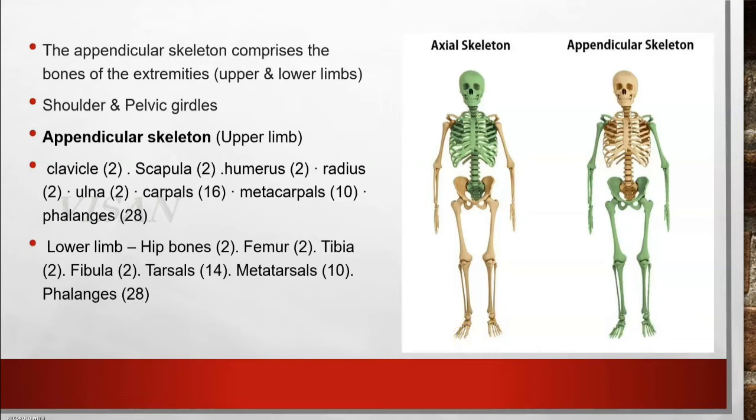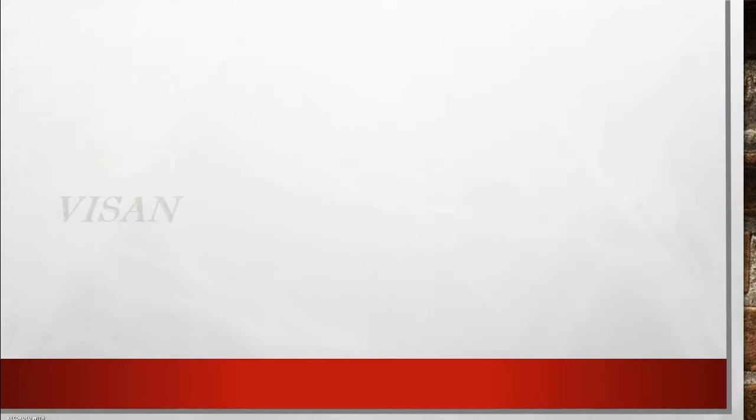So altogether, in an adult skeleton we have 206 bones, whereas the fetal skeleton has a larger number of bones because all the bones are not completely fused. They are in segments. So about 270 bones are seen in the fetal skeleton.